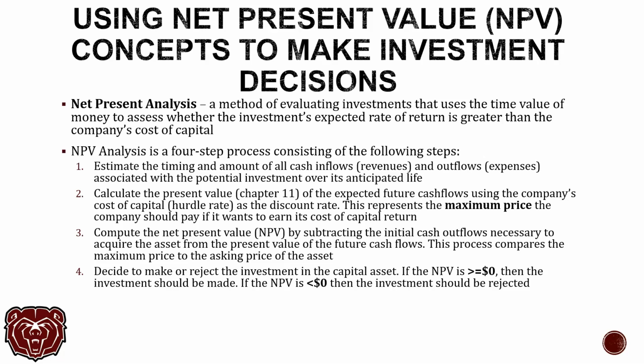Okay? If the net present value is greater than or equal to 0, it means you're going to get a return on your money. You are going to meet or exceed your hurdle rate. If that's the case, if it is a positive number, then you need to make the investment. Okay? If the net present value is less than 0, then the investment needs to be rejected, because what that means is that you will not in the future get enough cash flows to meet your hurdle rate or your cost of capital.